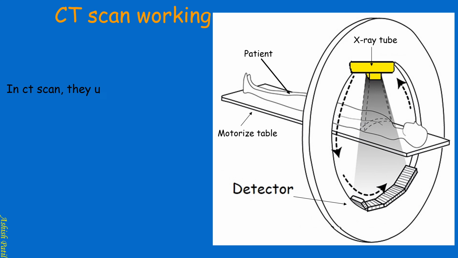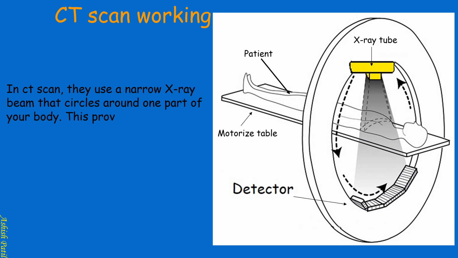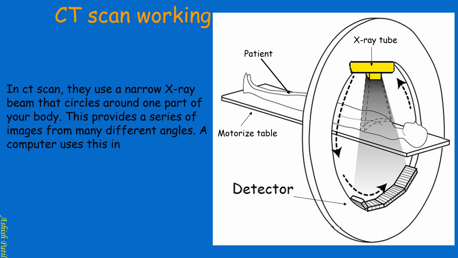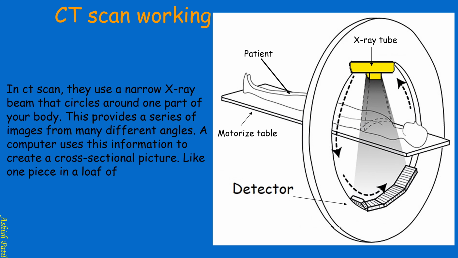In a CT scan, they use a narrow X-ray beam that circles around one part of your body. This provides a series of images from many different angles. A computer uses this information to create a cross-sectional picture. Like one piece in a loaf of bread, this two-dimensional, 2D, scan shows a slice of the inside of your body.